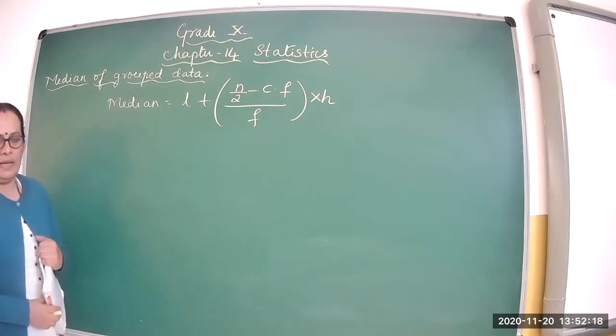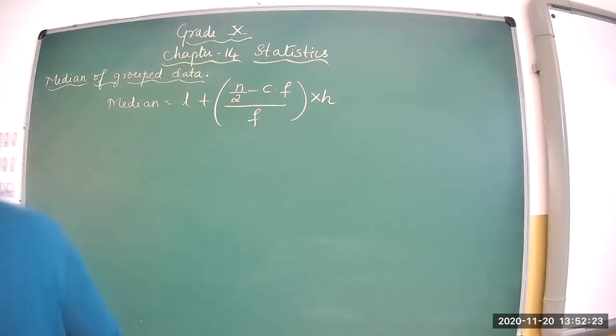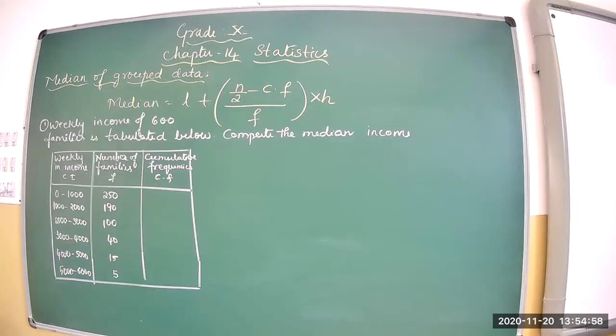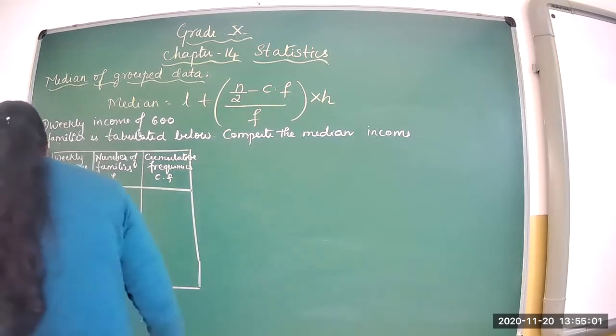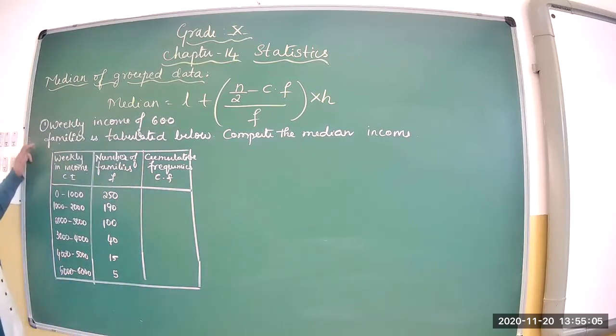Now let us take some examples for better understanding. Example 1. In this example, weekly income of 600 families is tabulated below. Compute the median income. It means you need to find the median of this grouped data.